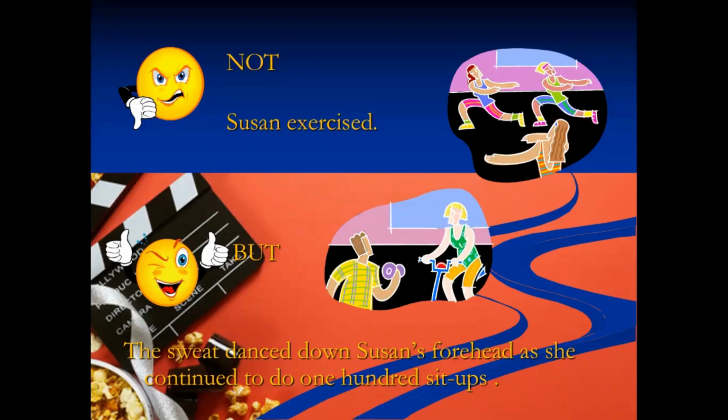Now, we did not look at this particular figure of speech in our example. This is an example of personification where we give an inanimate object human-like qualities. So, sweat dance, that's an example of personification. Okay?